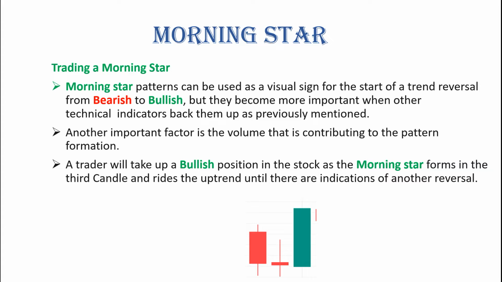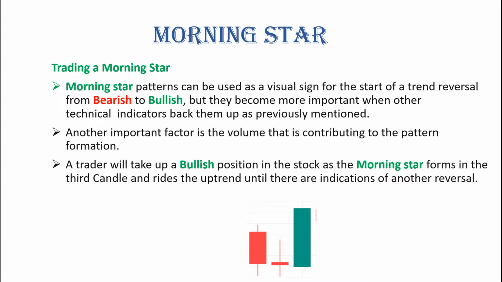How to trade a morning star? Morning star patterns can be used as a visual sign for the start of a trend reversal from bearish to bullish. So there is a downtrend, that is a bearish trend. At the support level, we are getting a doji candle after the red candle. Again, the third candle is a green candle. So we can consider entering into the long trade, as there is a trend reversal from bearish to bullish.